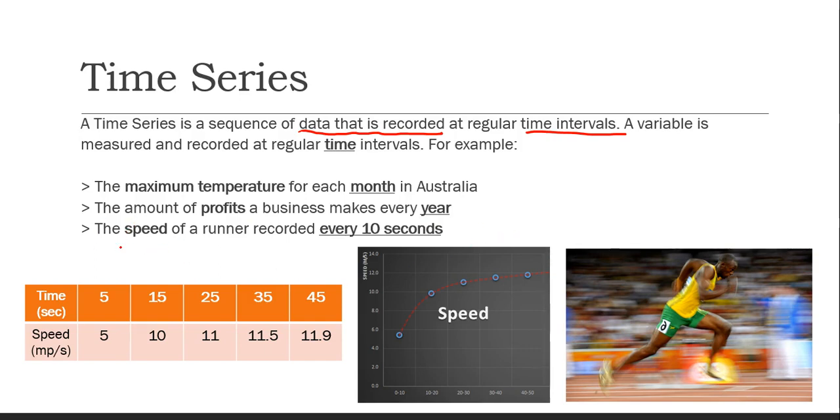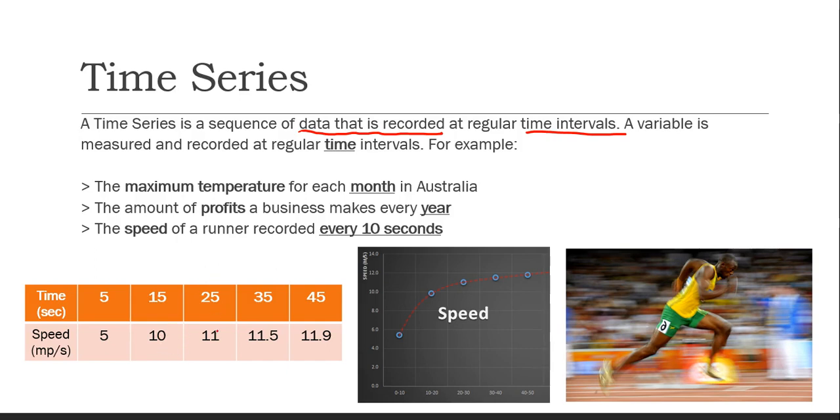So as an example of a time series here, you all know this guy, Usain Bolt, fastest man alive. And this is recorded data of him running. This is actually from Google. According to this, at 5 seconds, Bolt can travel at a speed of 5 meters per second. So this is not miles per second, it's meters per second. After 15 seconds, Bolt is able to run 10 meters per second.